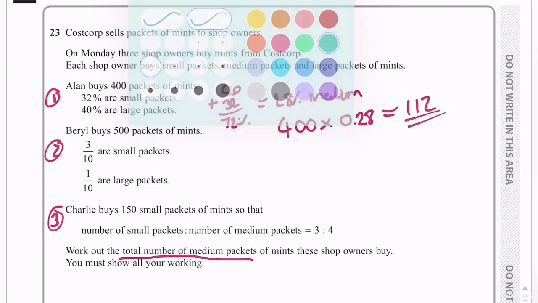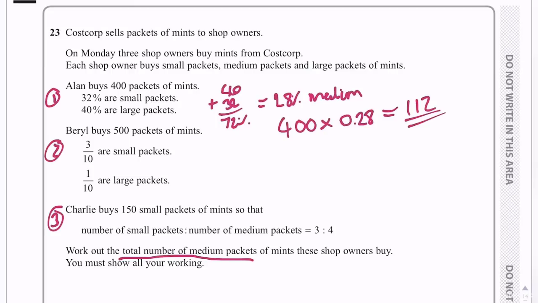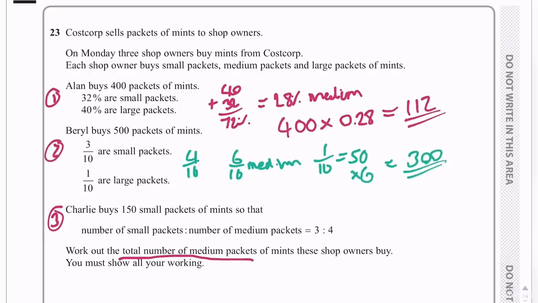Let's have a look at the next one. Beryl buys 500 packs, 3/10 are small, 1/10 are large, so in total that's 4/10. So there must be 6/10 that are medium. There you go. Again, so let's work out 6/10. So 1/10 is 500 divided by 10, which is 50. Times that by 6 for 6/10, and that gives us 300 medium packs that Beryl buys.